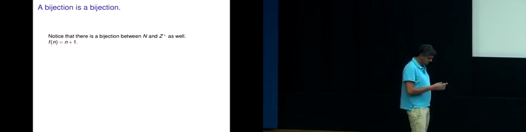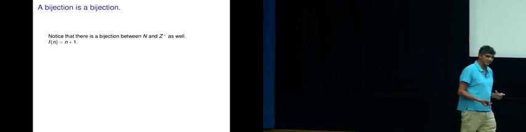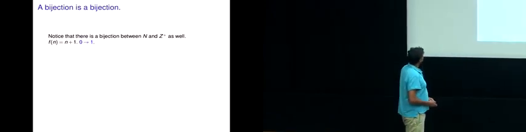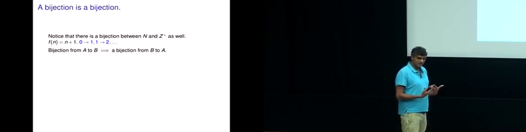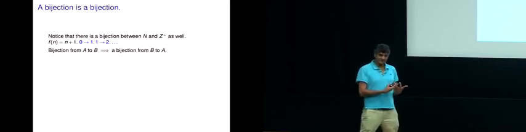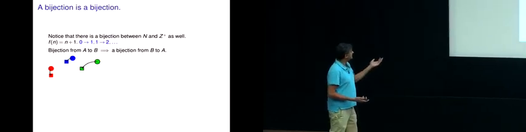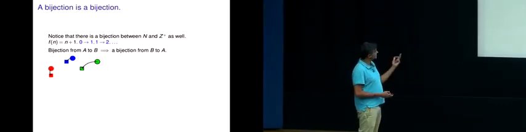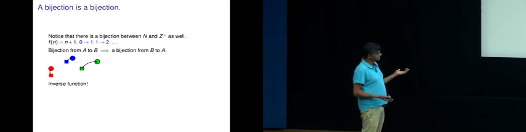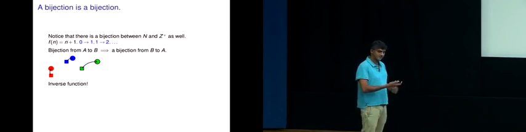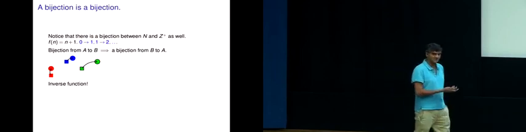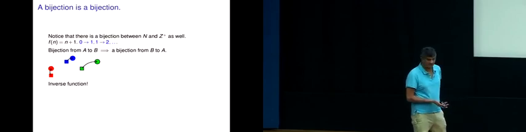We could have mapped from N, the natural numbers, to Z plus. So 0 to 1, 1 to 2, we could have gone the other way. In fact, this is not just the case for this particular example. It's always true. If we had a bijection from the circles to the squares, we just reverse the arrows, and you get a bijection from the squares to the circles. So the inverse function always exists, and the inverse function is also a bijection.